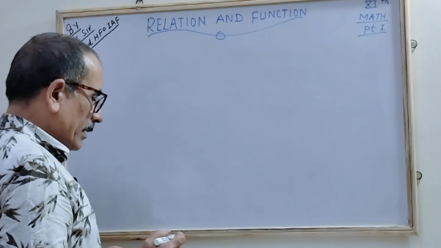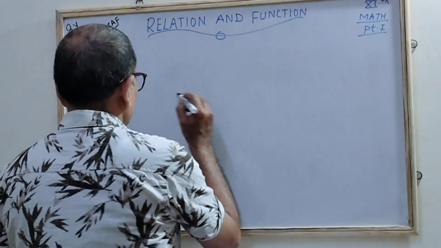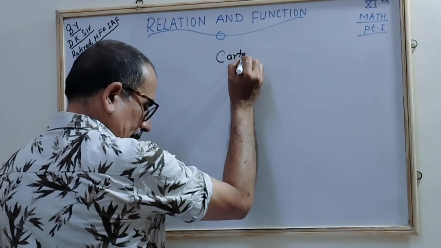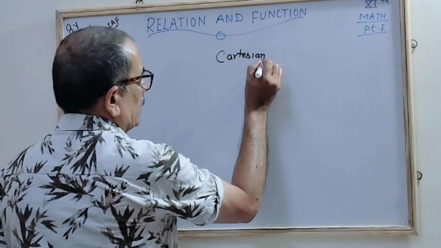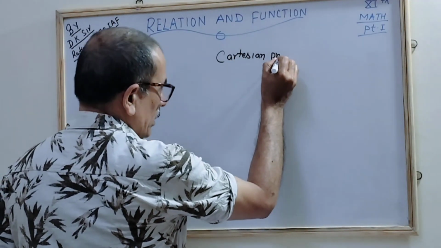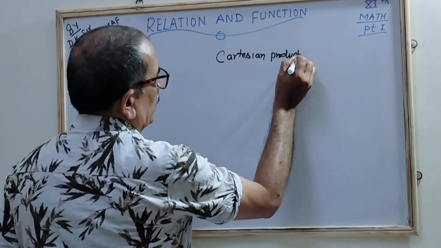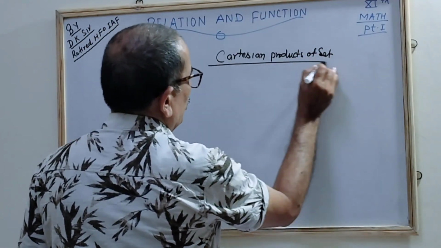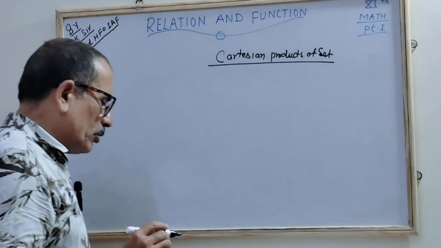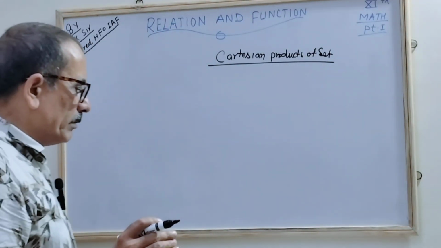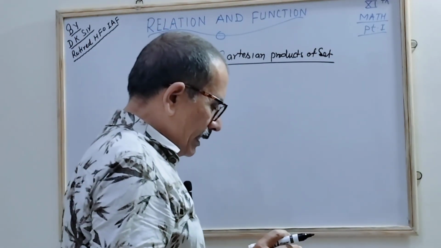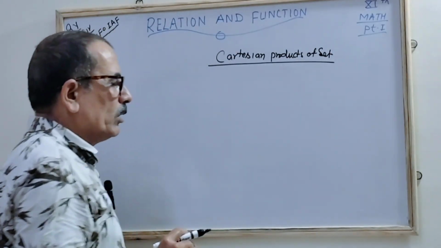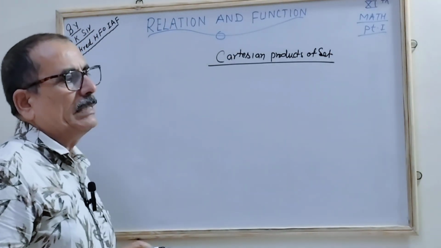Now we will see the Cartesian product. Cartesian, C-A-R-T-E-S-I-A-N. This is the Cartesian product of sets, correct? In the ninth also, we have come to know, not ninth, in the 11th we will see about the Cartesian product of sets, correct? So we will take the example of your textbook, correct?